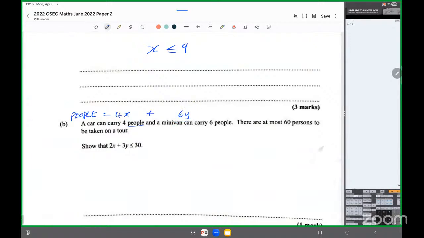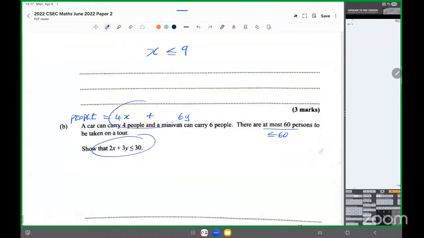But understand that? That's the people that you're carrying. Because each car has 4 and it's X cars, and it's 4 persons in a car, so it's total number of persons in cars. There are Y vans and there are 6 persons in a van, so it's 6Y is the number of people in the vans. So there are at most 60 persons going on a trip. At most means you can't pass 60. Less than or equal to 60. So the total number of persons must be less than or equal to 60. So you said this has to be less than or equal to 60. Simple as that. Right? It says, show that this is true.